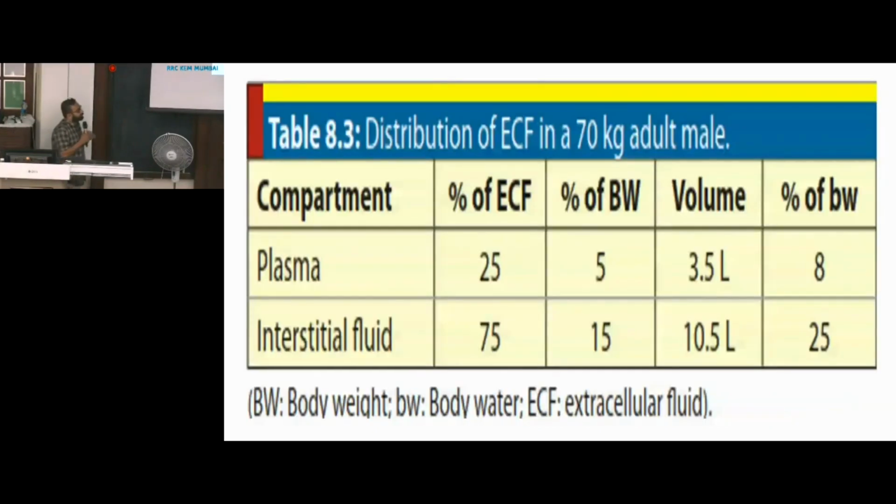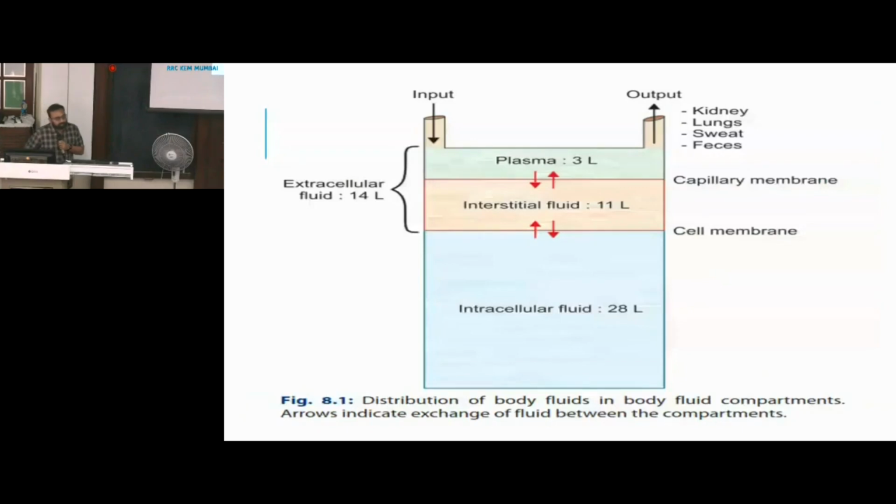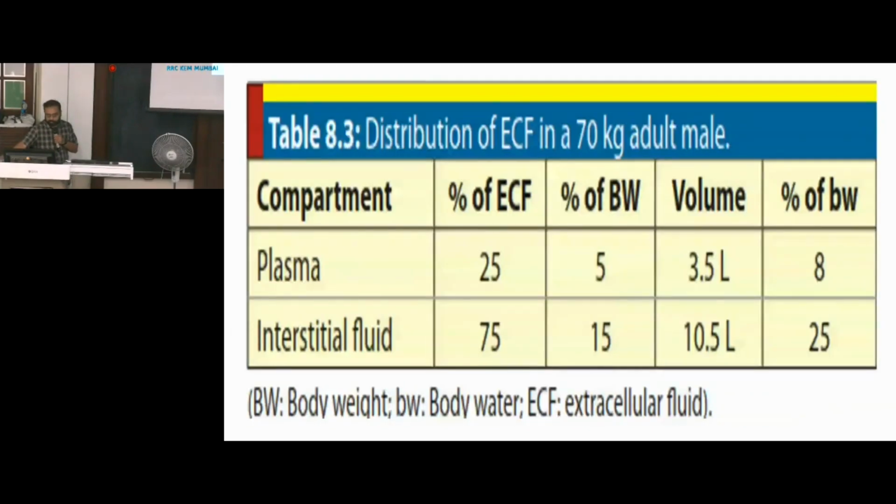Again, this is another table, self-explanatory, showing the distribution of the extracellular fluid in a 70 kg adult male. Of the extracellular fluid, around 25% is plasma and around 75% is interstitial fluid. See, 3 liter and 11 liter, 3 into 4, 12. So it is around 25% and 75%, and the volume is around 3.5 liter and 10.5 liter.